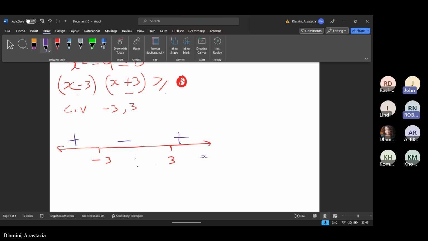And the negative infinity and -3. Because it's saying greater than, you go where there's a positive. Do you see that? So where is the positive? It's between negative infinity and -3, and also between 3 and positive infinity. That's where there's a positive, because it's saying greater or equals to 0. If it was saying less or equals to 0, that's where we put it here between the -3 and 3.